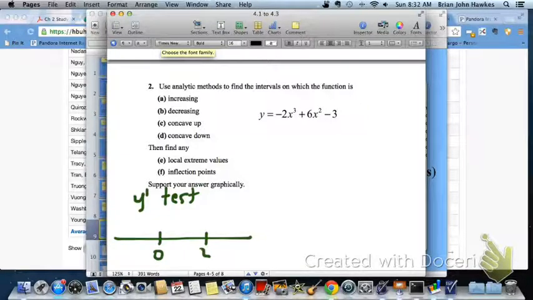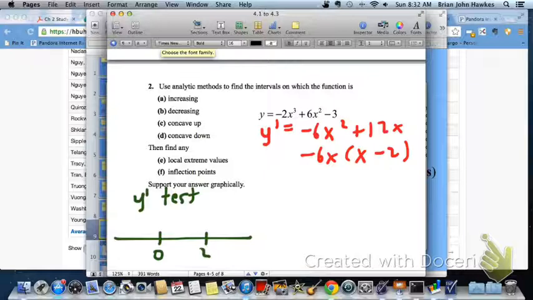So we know that when you see y prime, and I should have left y prime up there, that was stupid, sorry. Y prime is negative 6x squared plus 12x. Having it factored is easier. Negative 6x times x minus 2. And so to the left of 0, if x is negative, then we have a negative times a negative, and then negative times a negative times a negative. Okay? So that means that on that interval, from negative infinity to 0, y prime is negative.